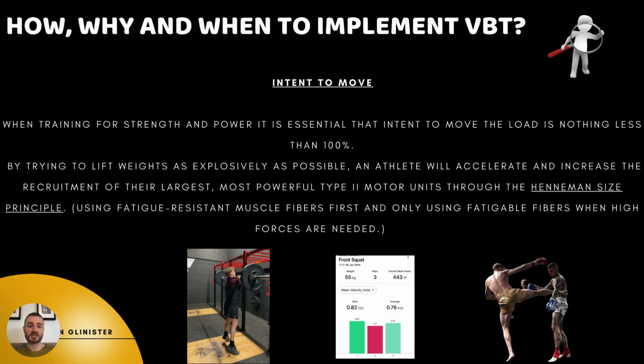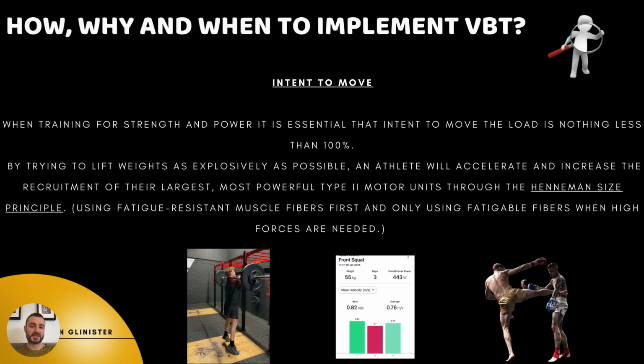Now, the Henneman size principle, we're not going to go into a great deal of detail on this, as most people will be familiar with it. However, if you're not, breaking it down into layman's terms, the Henneman size principle means using fatigue-resistant muscle fibers first and only using fatigable fibers when higher amounts of force are needed. So how does that apply to sport, and what does that really mean?